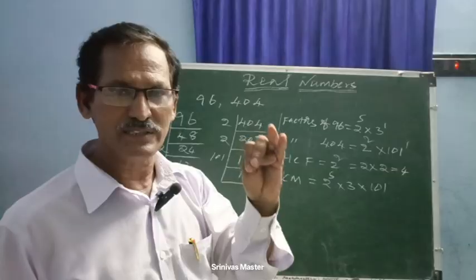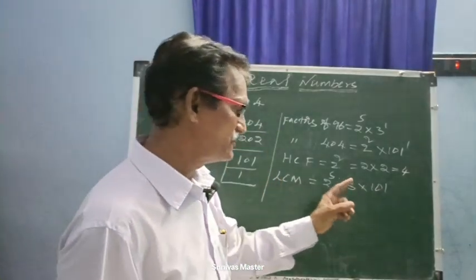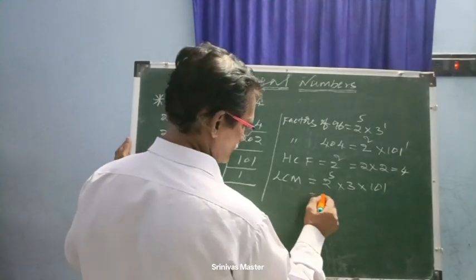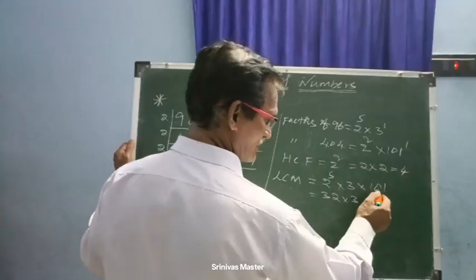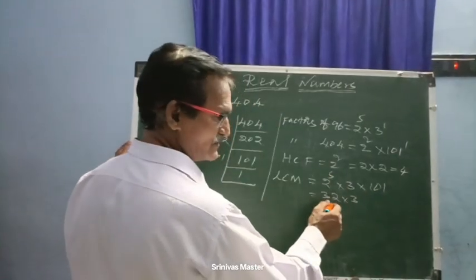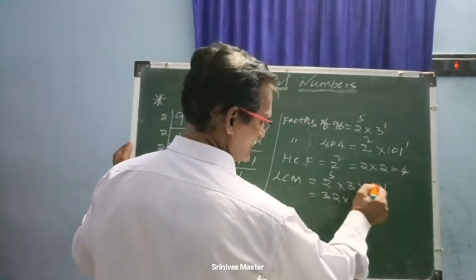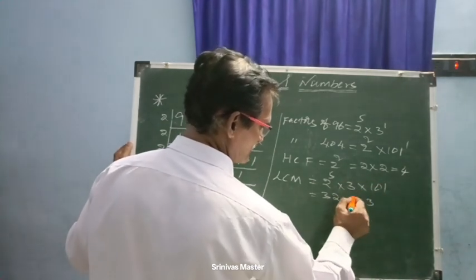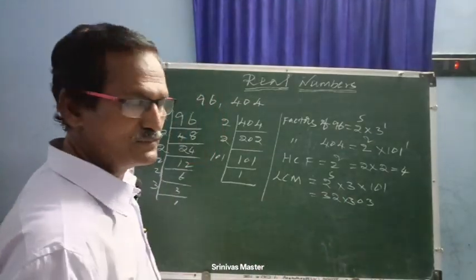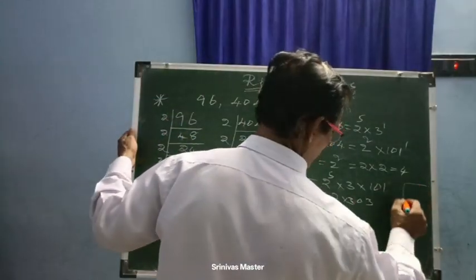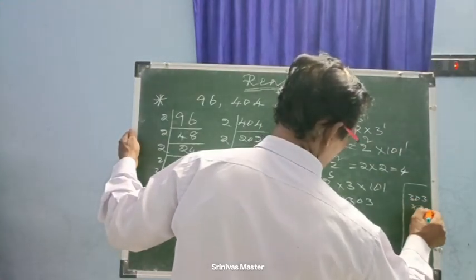2 2s are 4, 4 2s are 8, 8 2s are 16, 16 2s are 32. See children, 32 into 3 into how much? 101. First multiply 3 into 101. Easy, no? 3 1s are 3, 3 zeros are 0, 3 1s are 3. 3 into 101 means 303. So this 303 we multiply with 32.